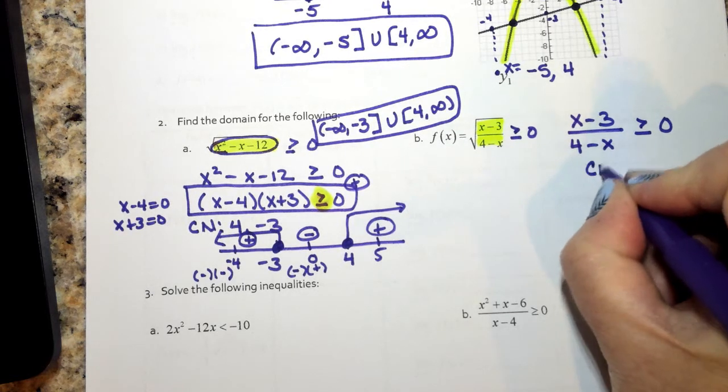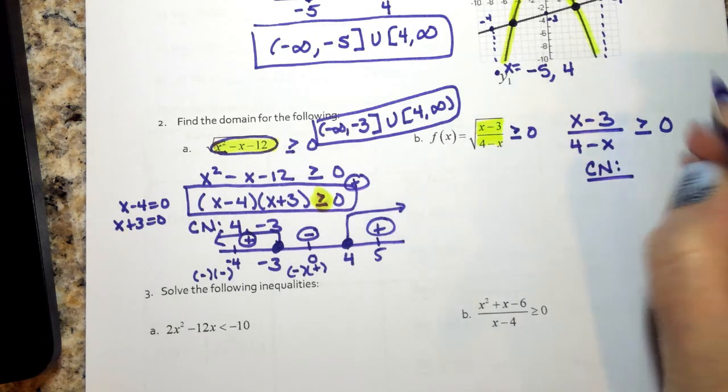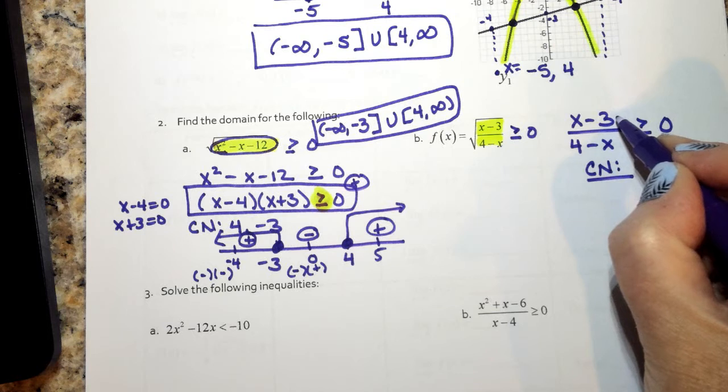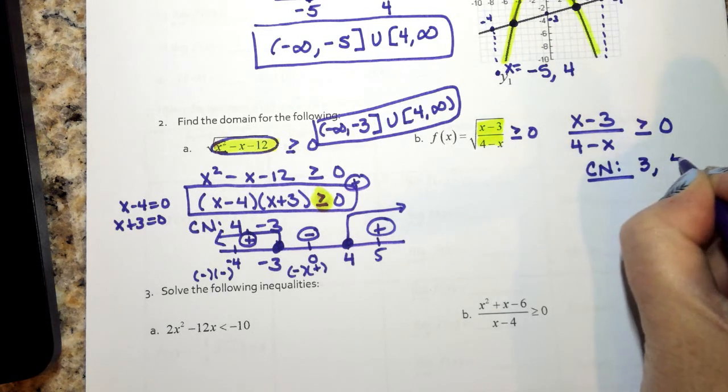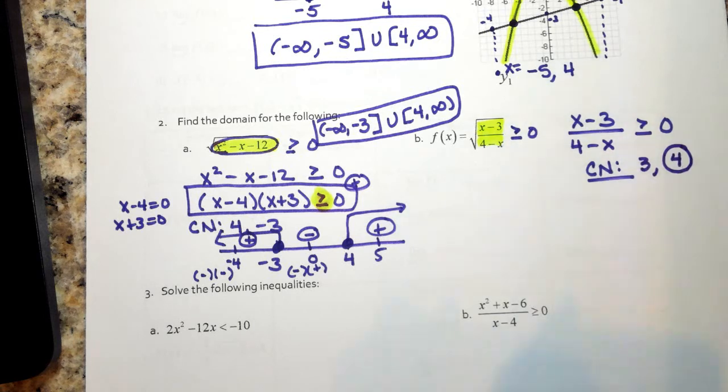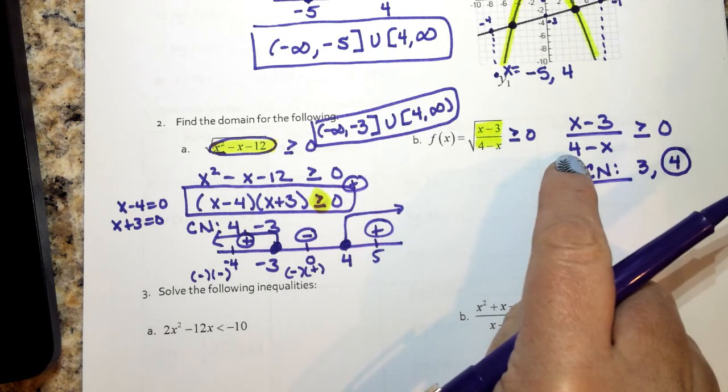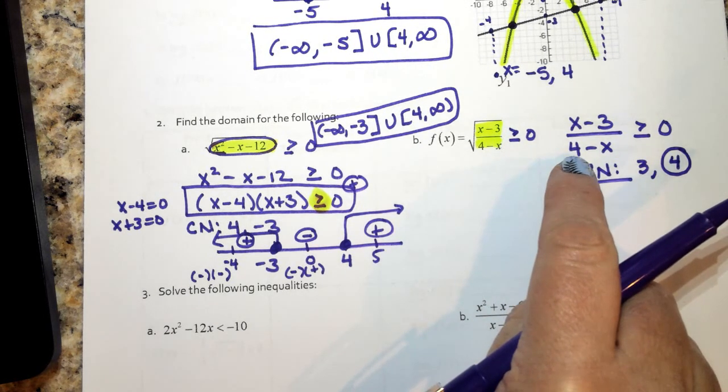So since this is a rational expression, the way you find the critical numbers is you set the numerator equal to 0, so that's going to be 3. You set the denominator equal to 0, which is 4. Now I'm going to circle that critical number. Because remember, when you have a fraction, you can never have 0 in the denominator of a fraction.